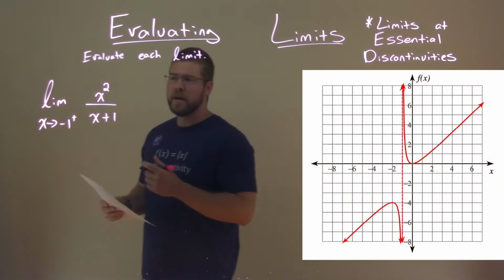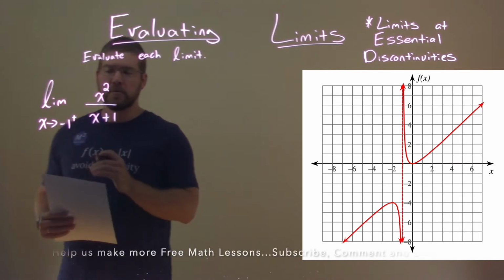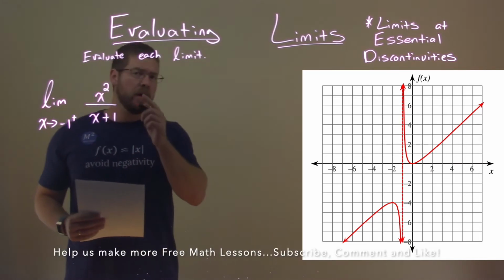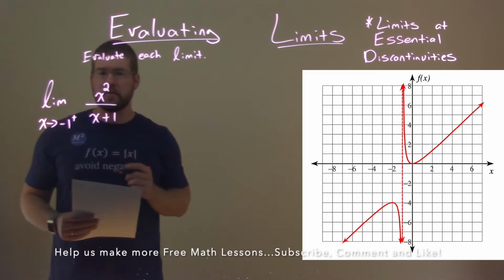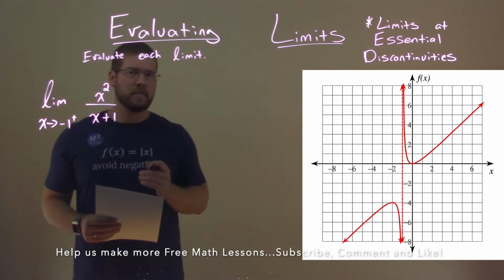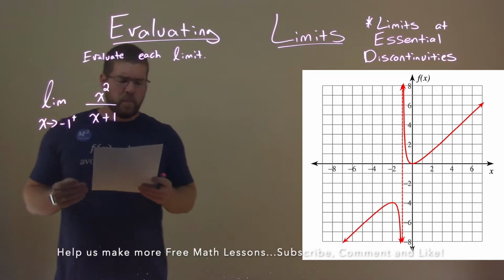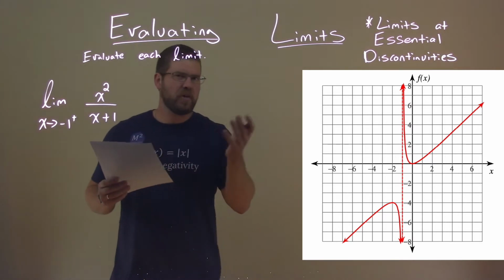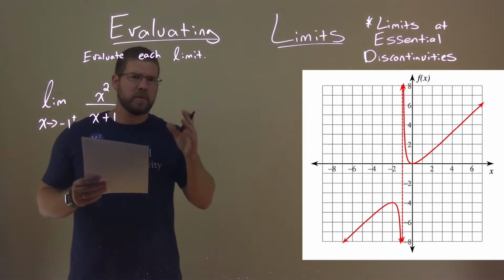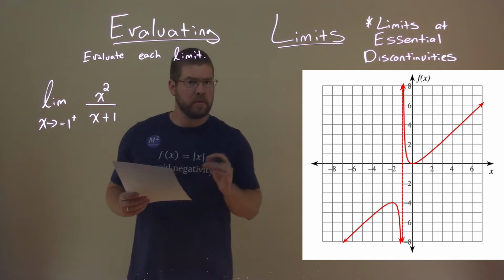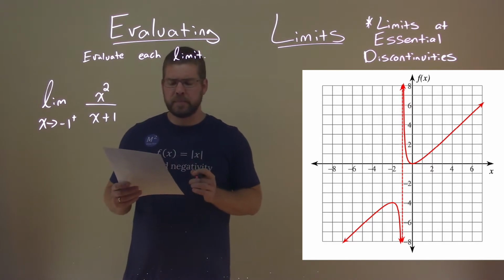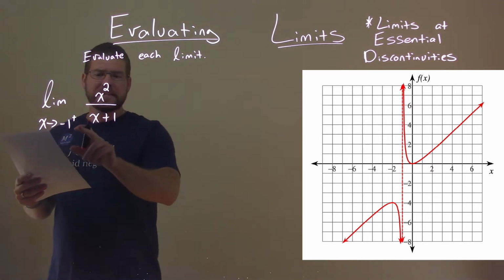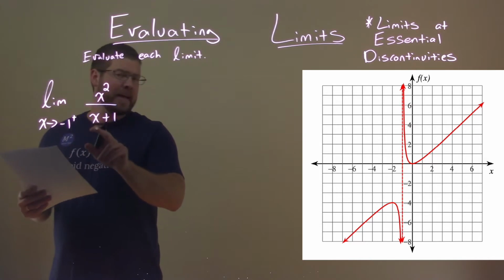We're given this limit right here: the limit as x approaches negative 1 from the right of x squared over x plus 1. And we need to evaluate this limit. Now, we have our graph here. We can use the graph to solve this pretty quickly, but I want to see if we can do it algebraically and compare it with the graph to get a good visual. What I like to do here is first notice that negative 1 I can't plug in directly.